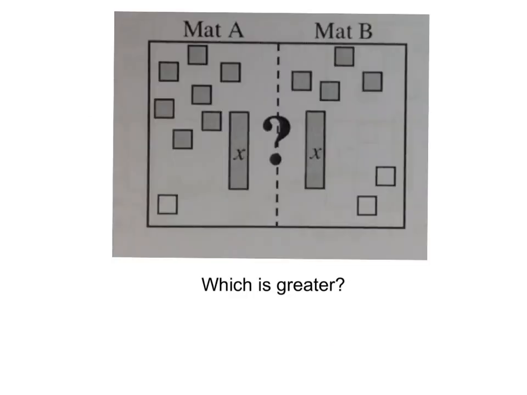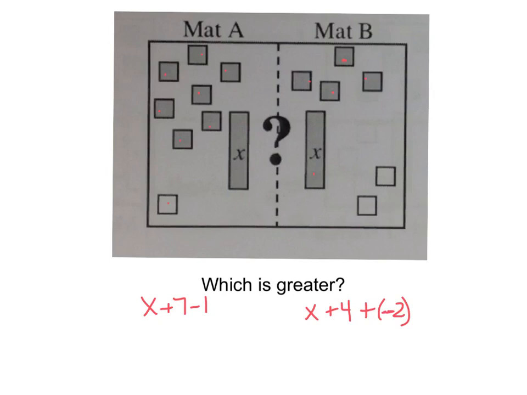Let's try it with this example. We want to figure out which mat is greater. Start by recording the original expression. Mat A has x plus 1, 2, 3, 4, 5, 6, 7 minus 1, or you can do plus -1. Mat B has x plus 4 plus -2, or -2. Again, doesn't matter which way you write it.